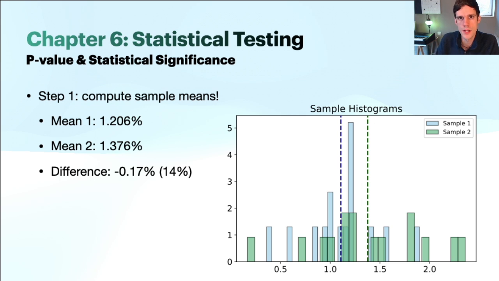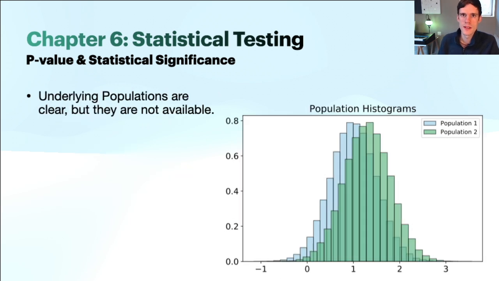And to reiterate, the question that we want to answer is whether this difference of 14% between the two sample means is indeed indicative for a difference in the population means. Now, to make progress in this question and to eventually get to the concept of the p-value, we again take a simulation mindset. Now, the first step in this is to look at the population distributions.